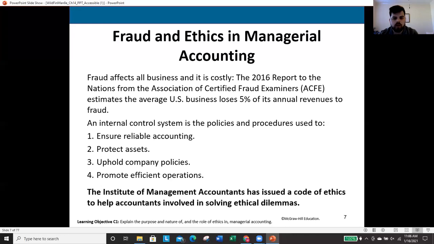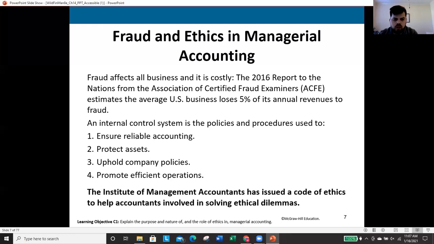So this is where we talk about something called internal controls. You have heard about this. It is certainly covered in the previous course, but we'll rehash it very quickly here. An internal control system then is simply the policies and procedures that the company employs to do 4 main things. The first is to ensure reliable accounting. I think hopefully that makes some sense to us since you are taking an accounting class. This is hopefully going to help us have more accurate accounting records. It will then allow us to protect our assets, uphold company policy, and promote efficient operations.